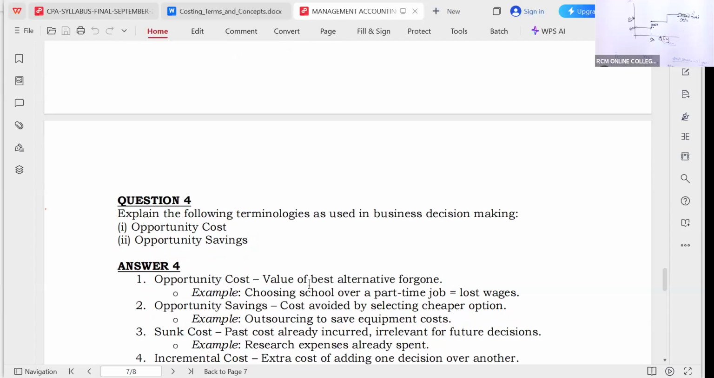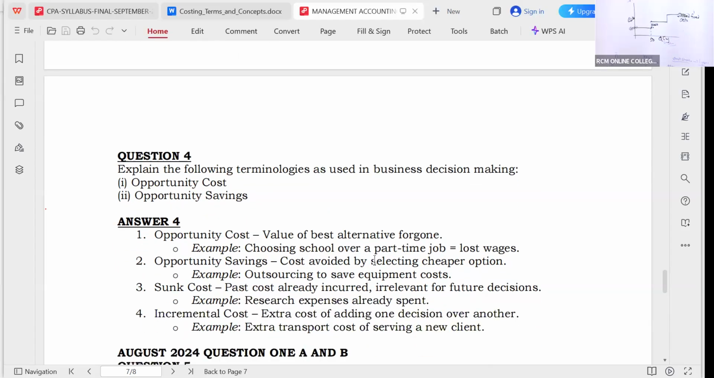And then we have opportunity savings, cost avoided by selecting a cheaper option. For example, some of you normally do this bad thing of drinking alcohol. And maybe you had planned to go and drink alcohol today in the afternoon. Please, my sons and daughters, stay away from alcohol. If you had planned to do that, you would have spent. But now God has spoken to you, and you've attended my class. There is a cost you've forgone. You've saved it. That's an opportunity saving. You've avoided that cost.